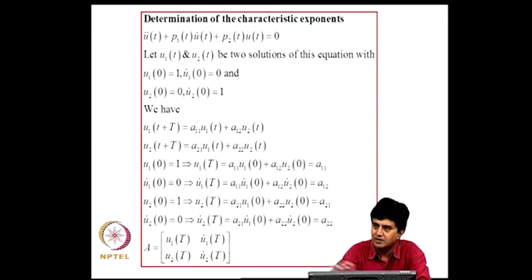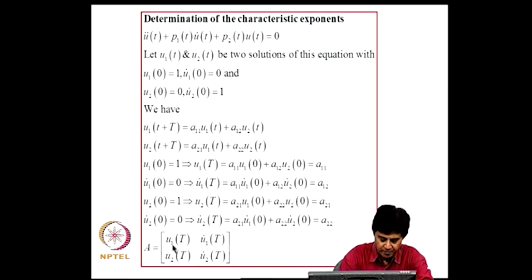The moment you find the A matrix, you perform eigenvalue analysis and look at the nature of the eigenvalues; that answers our question on stability. It is as simple as that. So u1 of 0, if you see, it is u1 of T, which is a11 u1 of 0 plus a12 u2 of 0, which is nothing but a11. Similarly, u1 dot of 0 is u1 dot of capital T, which is a12. Similarly, I can find out a11, a12, a21, a22.